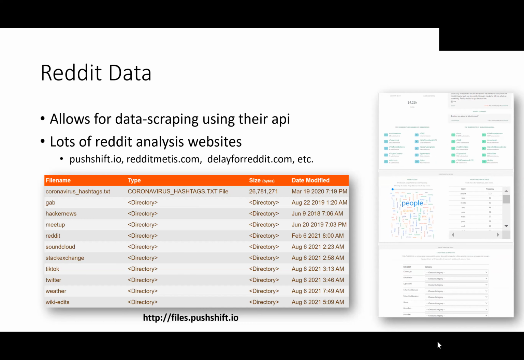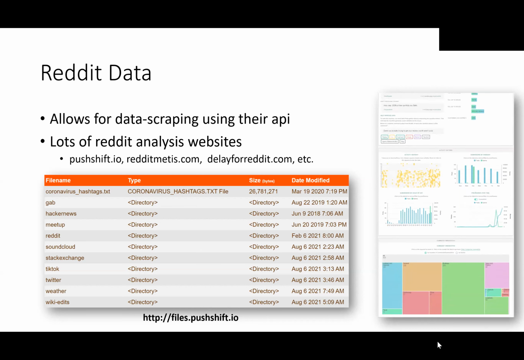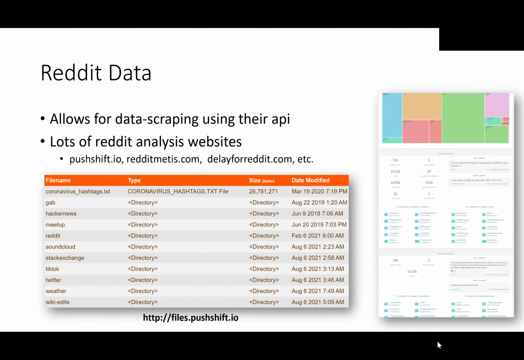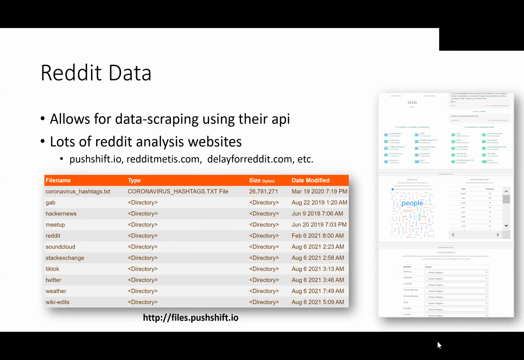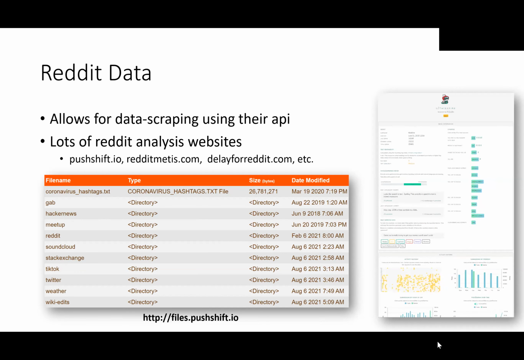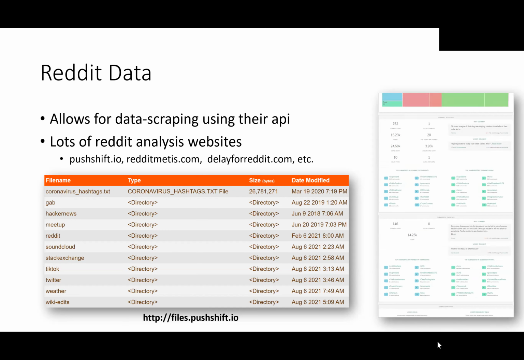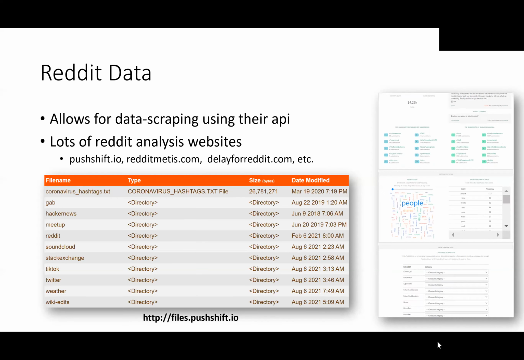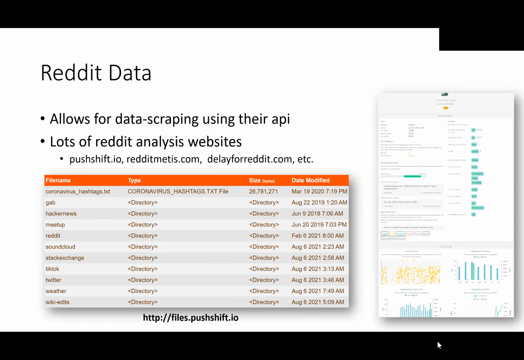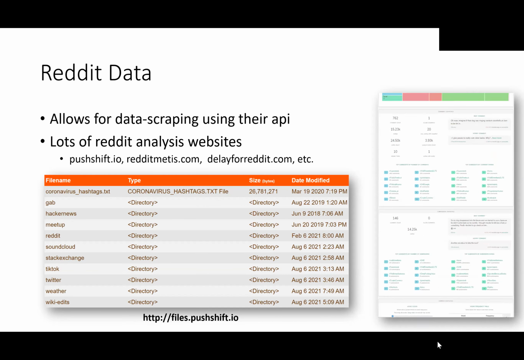Delay for Reddit is an interesting website. I think it's trying to commercialize Reddit analysis. It's basically trying to tell you when you should post content in order for it to go viral. And of course, you can expect a lot of companies are trying to commercialize analyzing Reddit data. But we're going to be working directly with the Reddit data that was acquired by PushShift.io.